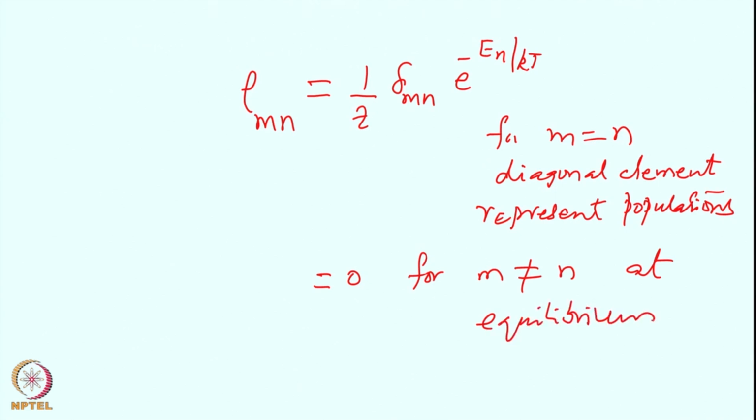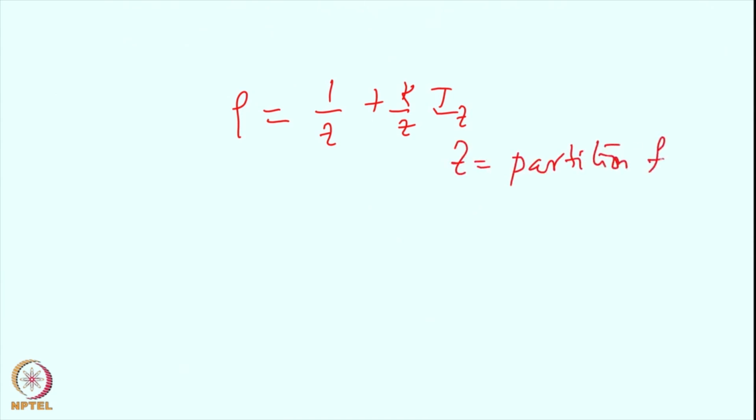Okay. And we also wrote in the previous class an operator form of the density. For the density operator we derived an equation: rho is equal to 1 by Z plus k by Z Iz, where Iz is the Z magnetization and this Z is the partition function, and this represents the number of states.